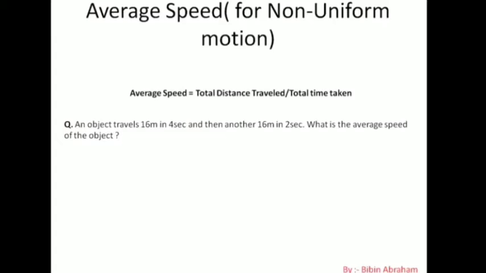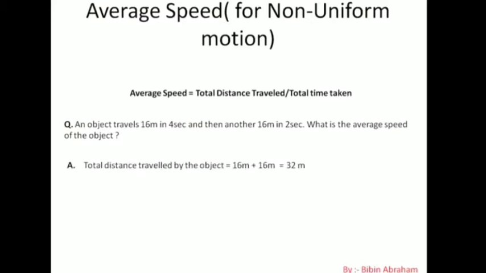Now let us do an example in order to understand it more. The question is, an object travels 16 meter in 4 seconds, all right, and then another 16 meter in 2 seconds. So the object travels 16 meter in the first 4 seconds, and then in another 2 seconds 16 meter is again traveled. They are asking what is the average speed. So first we have to calculate total distance traveled, and second we have to calculate total time taken, and then we have to divide it, and we will find the average speed.